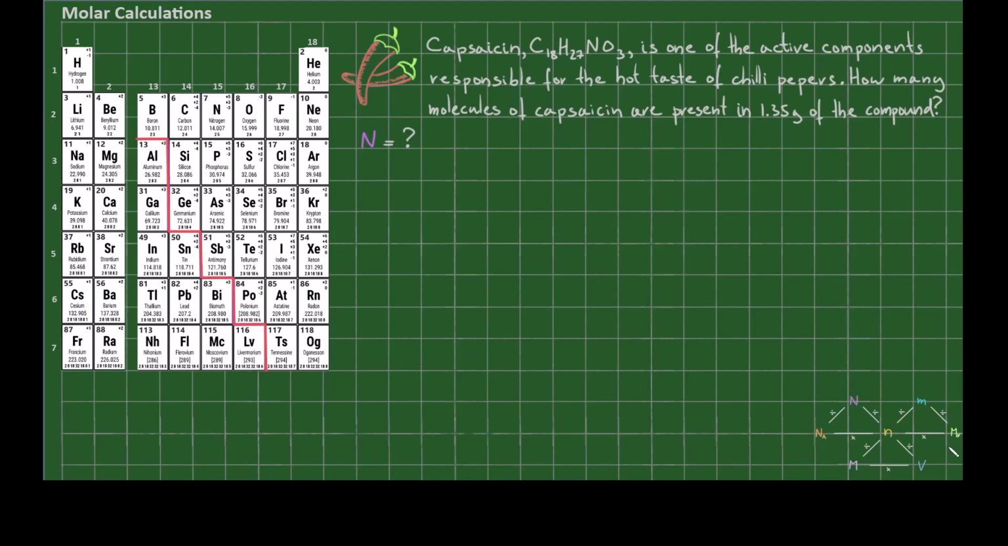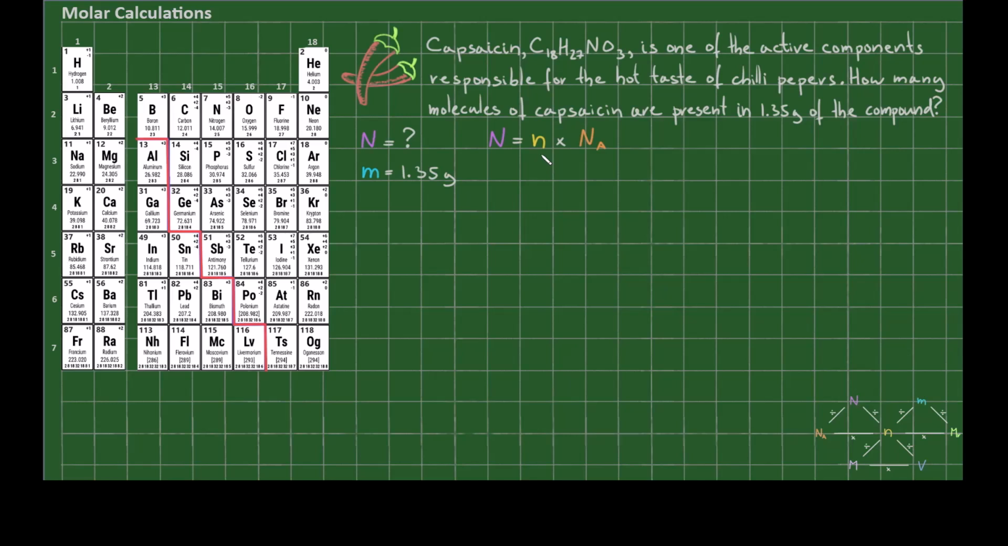According to the triangles in the bottom right, number of particles, in this case molecules of capsaicin, is equal to number of moles multiplied by Avogadro's number. Unfortunately, we have not been given the number of moles. Instead, we have been given the mass of the compound. How do I go from mass of the compound to number of particles of the compound?